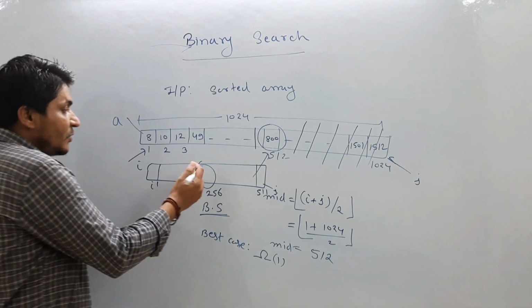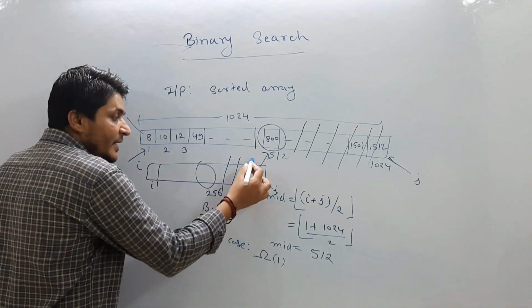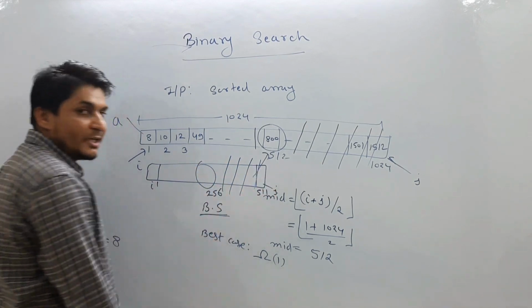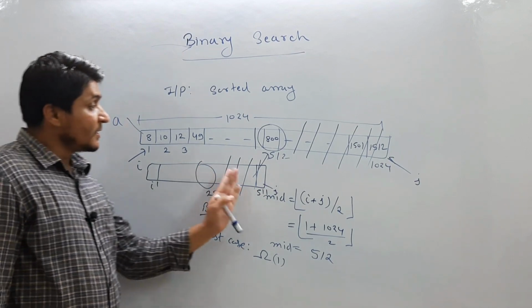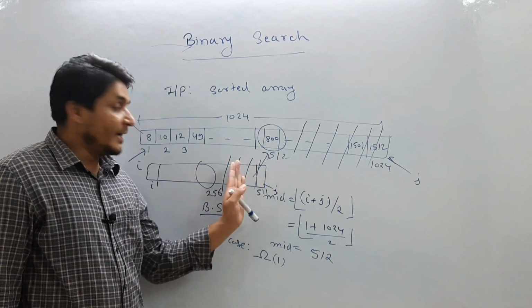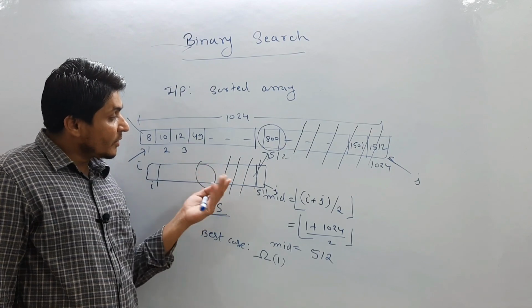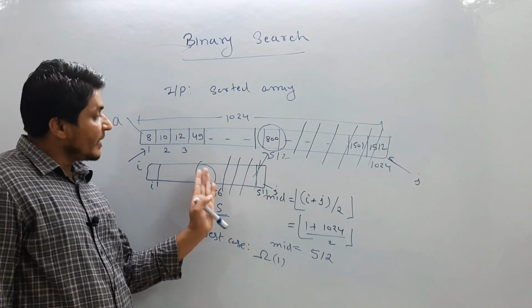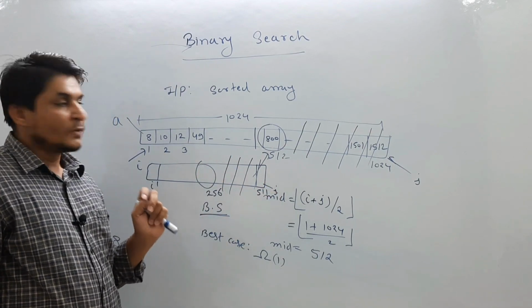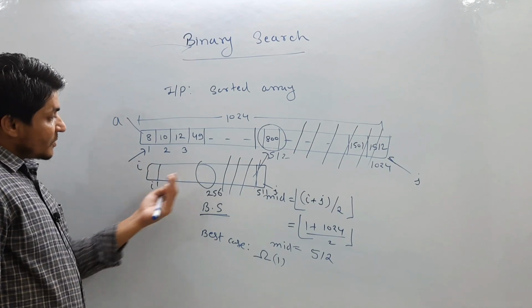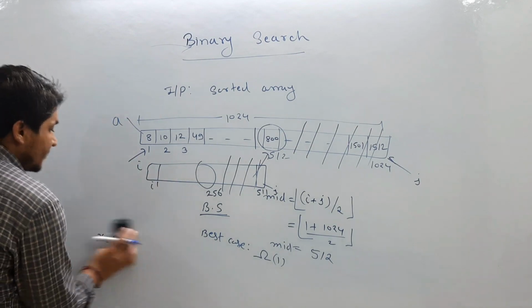So this time again, how many elements have you eliminated? Again you have eliminated approximately 256 elements. You are not concerned with those 256 elements because your value cannot be available on the right hand side. Okay, so this is the procedure we will follow. So let us assume that scenario also.